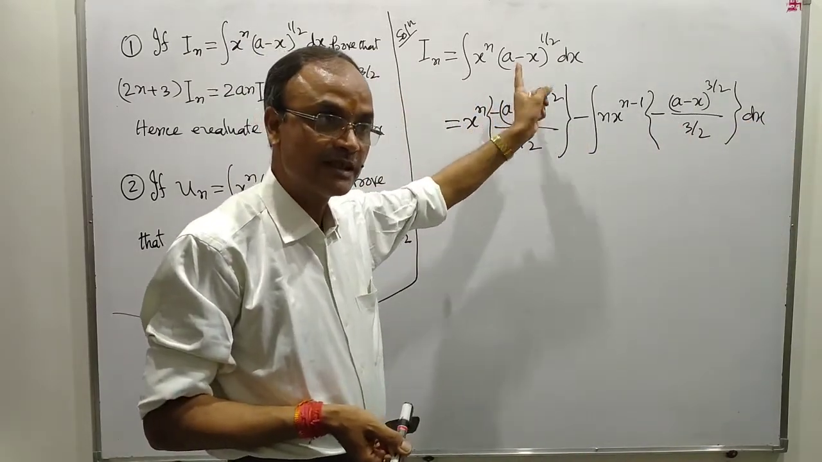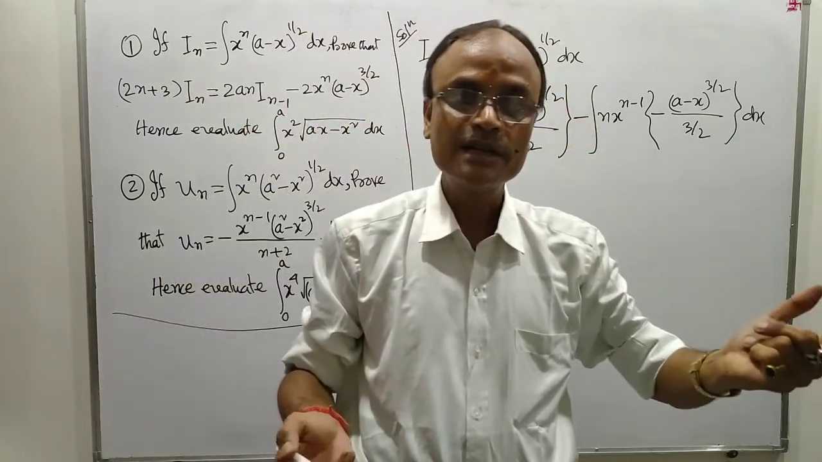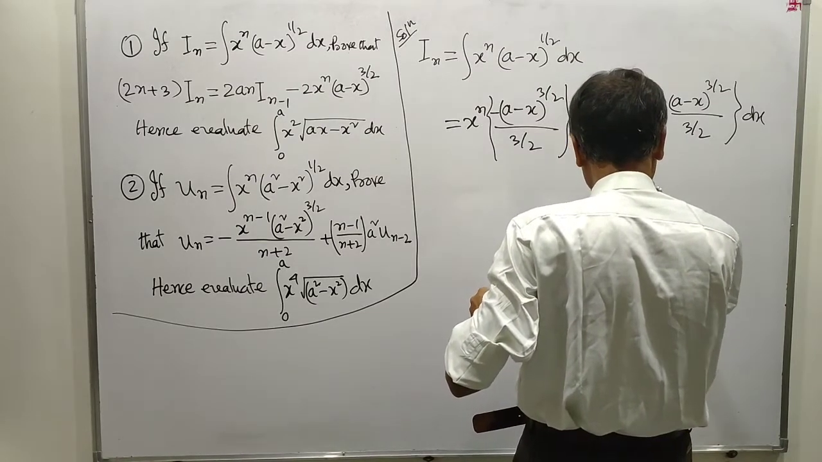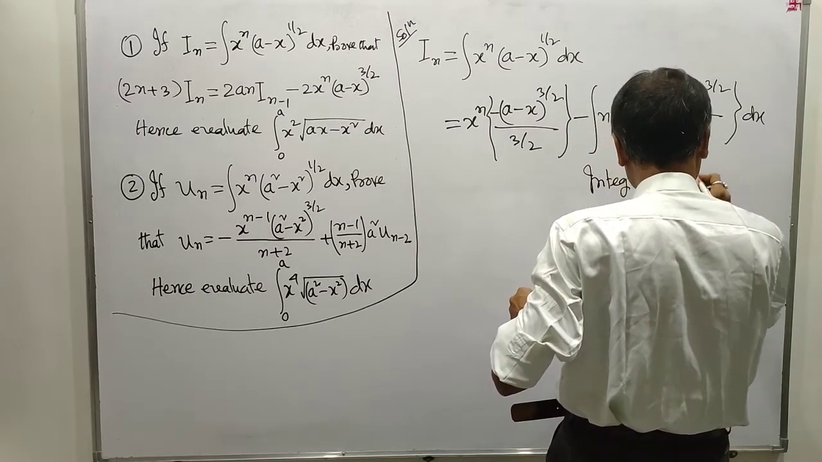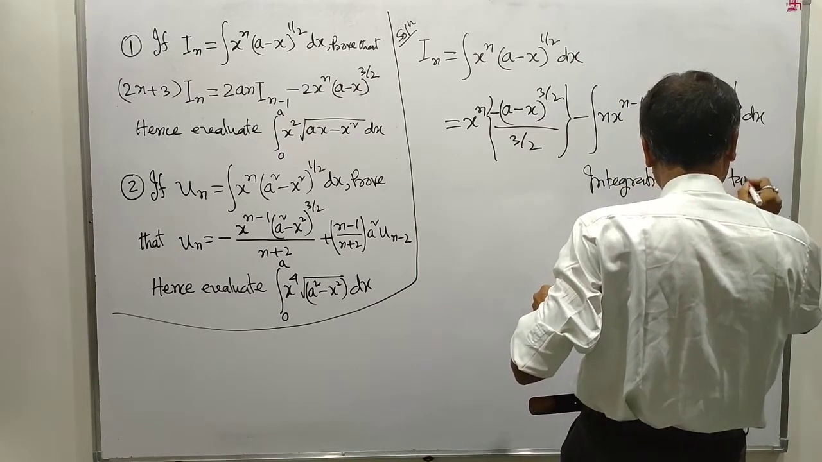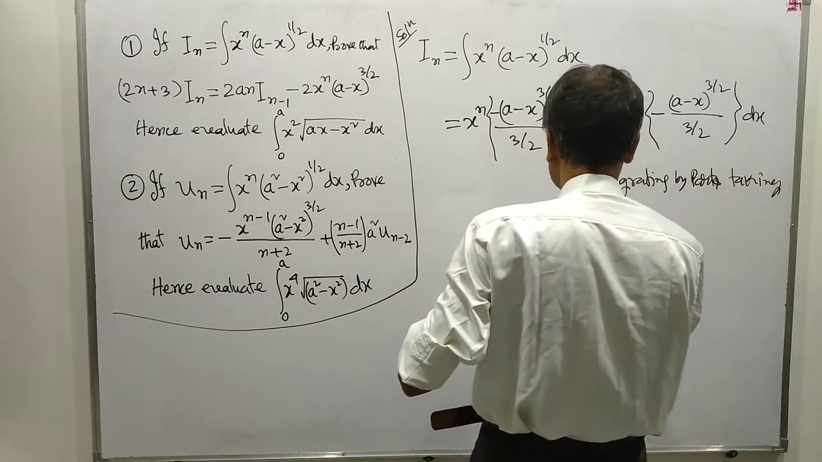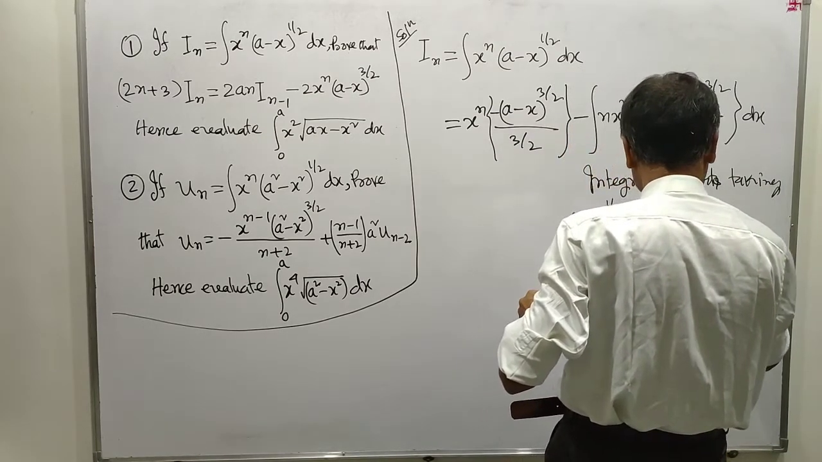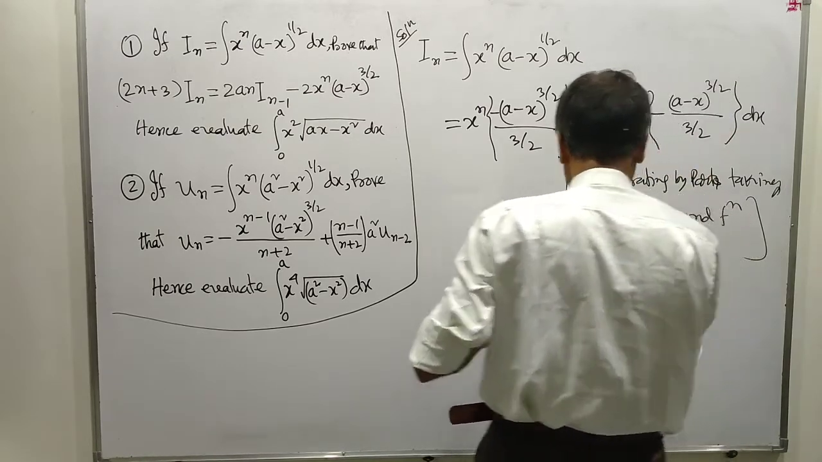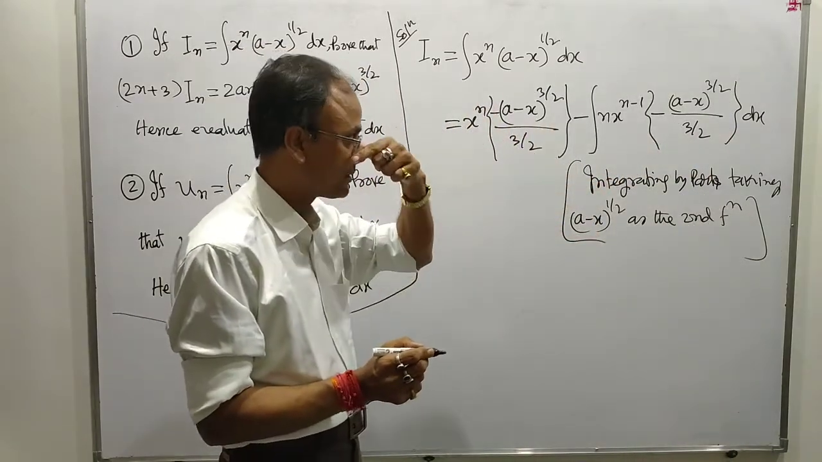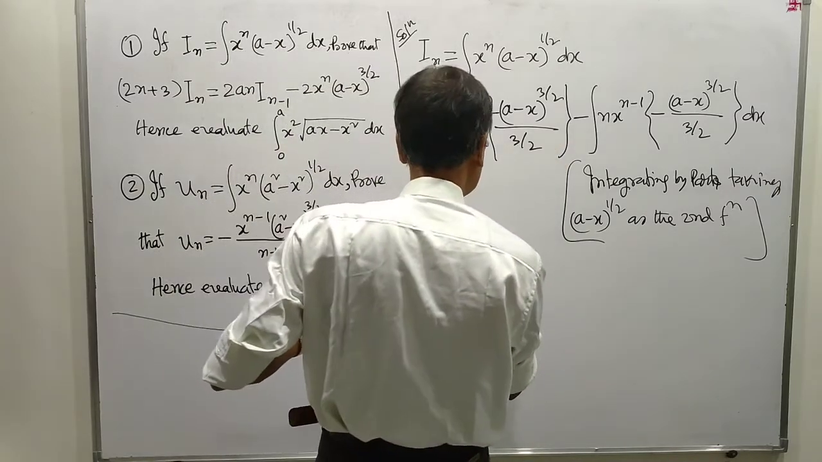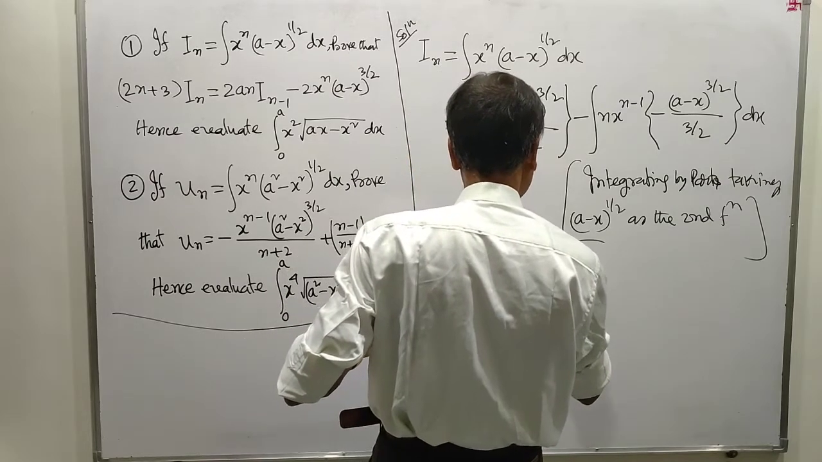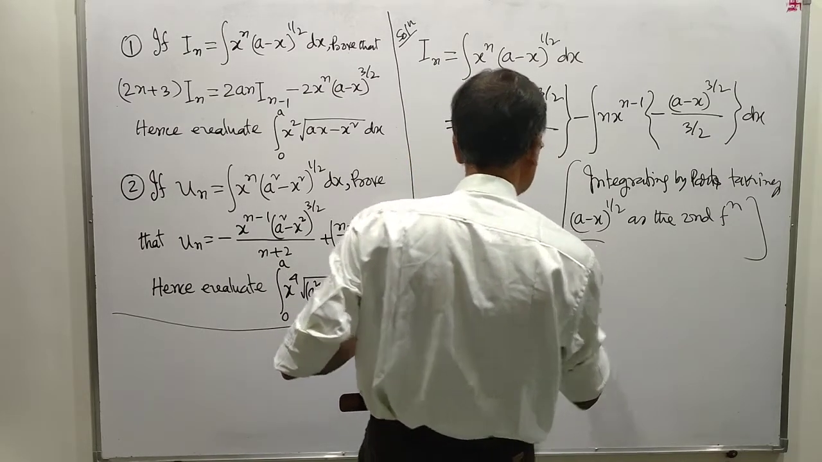Integrating by parts, taking (a minus x) whole to the power half as the second function. You may write here: integrating by parts, taking (a minus x) whole to the power half as the second function. This is equal to minus 2 by 3 x to the power n (a minus x) whole to the power 3 by 2.